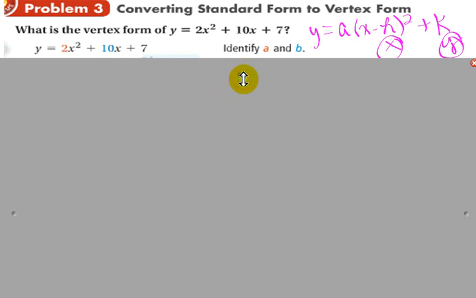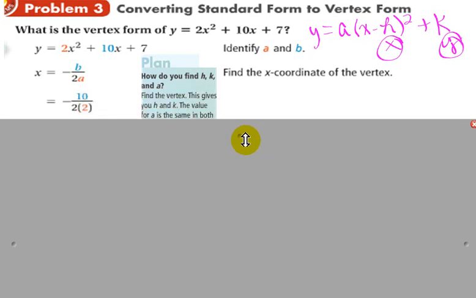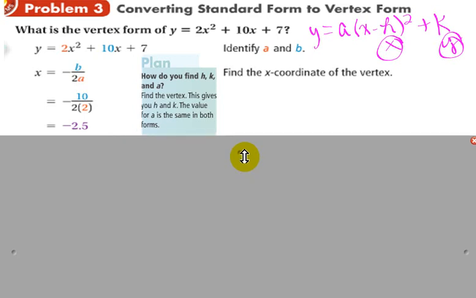Okay, so let's do that. So we need to identify our A, B, and notice that they're not even asking us for C because we really don't need it right now. We're going to plug that into our formula for axis of symmetry, negative B over 2A. So it's going to be negative 10 over 2 times 2. And you get a negative 10/4, or simplified negative 2.5. Okay, so it's the same thing we've been doing. So we've got our x value now.